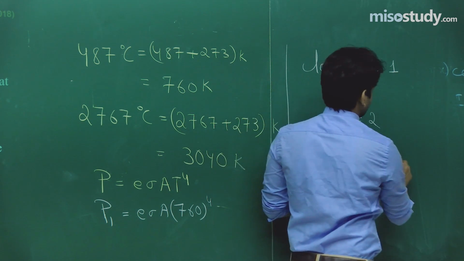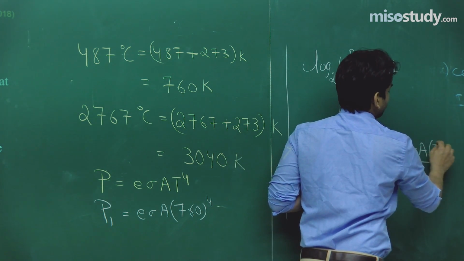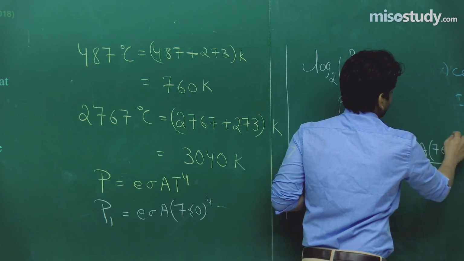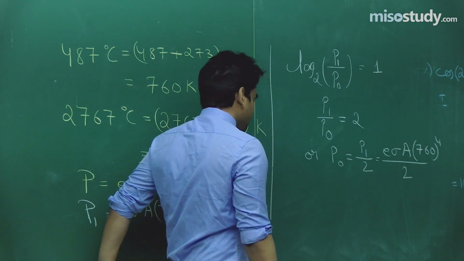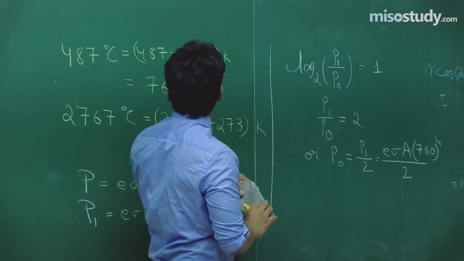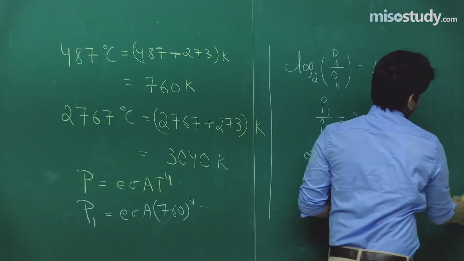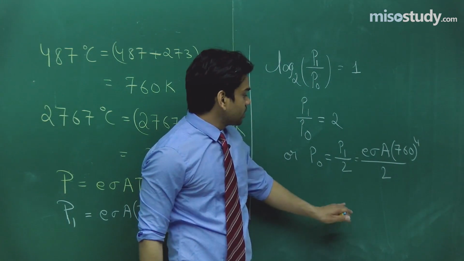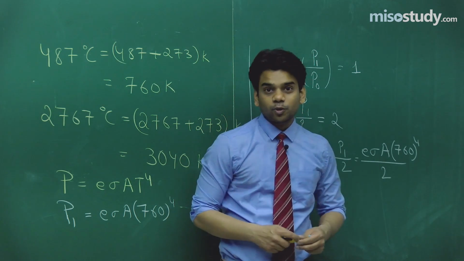P1 was what? E sigma A T to the power 4, that was 760 to the power 4, divided by 2. So we got this. For the value of 487 degrees Celsius, we have kept that power radiated is given as P1. So we got the value of P naught in terms of P1 in terms of this Stefan-Boltzmann rule.